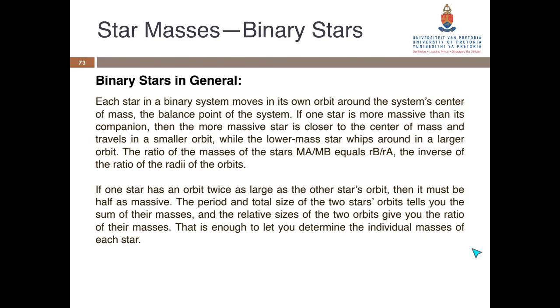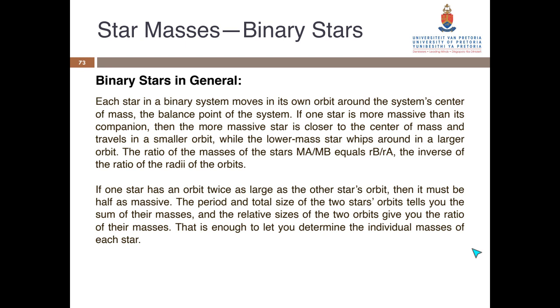Also, each star in a binary system moves in its own orbit around the system's center of mass, the balance point of the system. If one star is more massive than its companion, then the more massive star is closer to the center of mass and travels in a smaller orbit, while the lower mass star whips around in a larger orbit. The ratio of masses of the stars, MA divided by MB, equals the radius of B divided by the radius of A, the inverse of the ratio of the radii of the orbits. If one star has an orbit twice as large as the other star's orbit, then it must be half as massive.